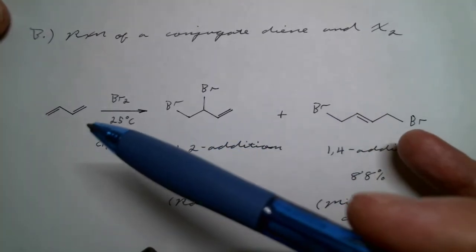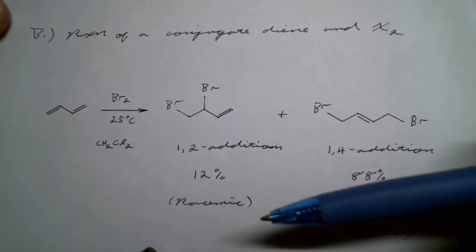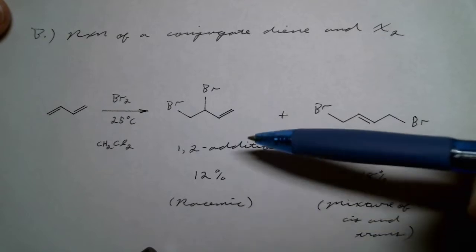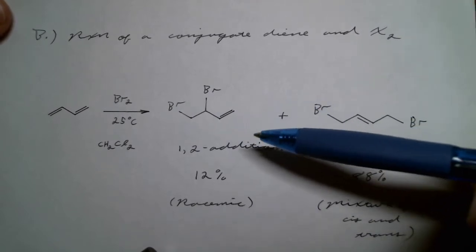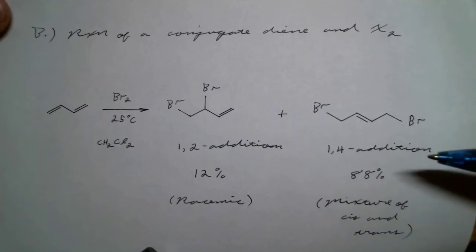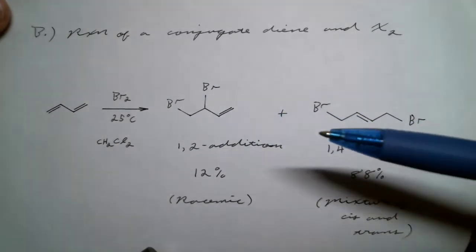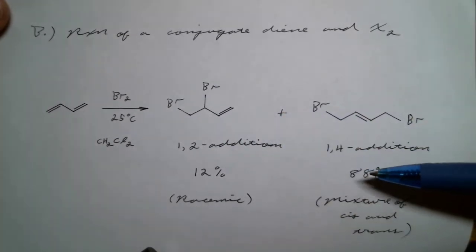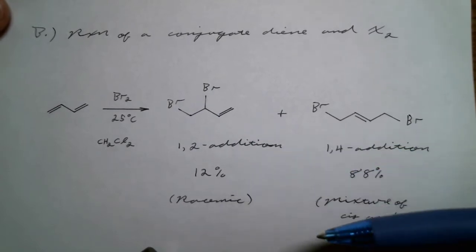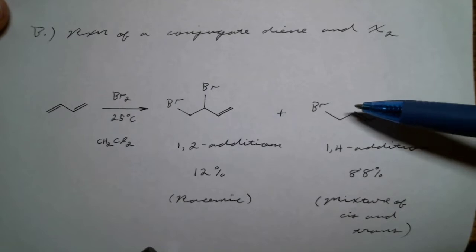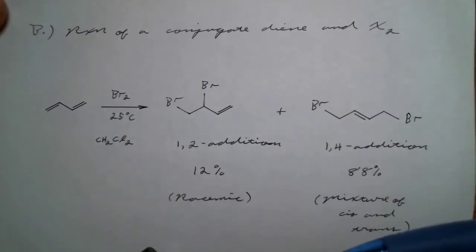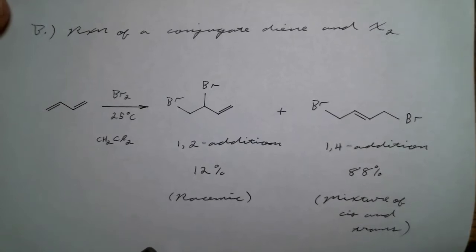So here we've got our 1,3-butadiene. We throw in bromine in dichloromethane, 25 degrees C, room temperature-ish. And again, we can get 1,2 addition or 1,4 addition. Under these conditions, the majority of our product, 88%, is 1,4 addition as a mixture of cis and trans alkenes. And we get about 12% of the 1,2 addition, which is racemic.